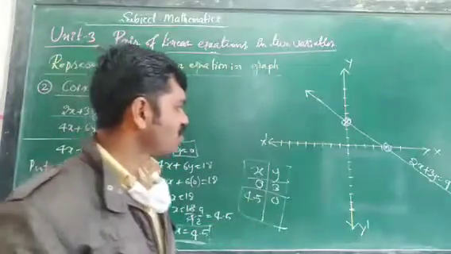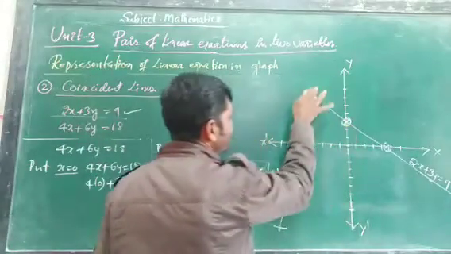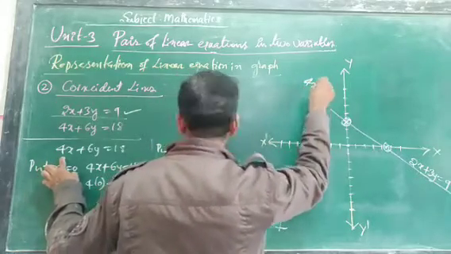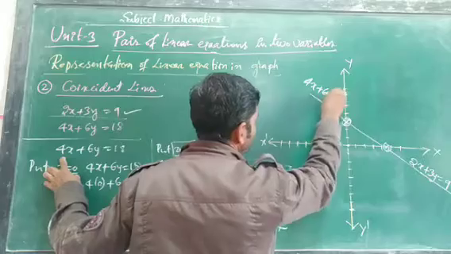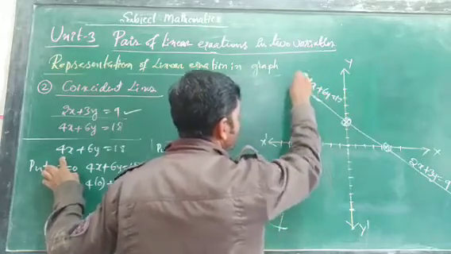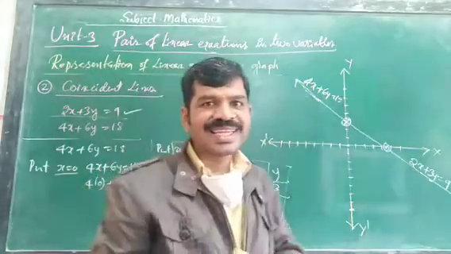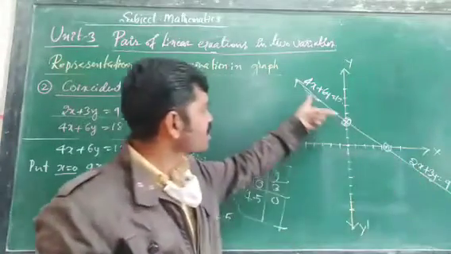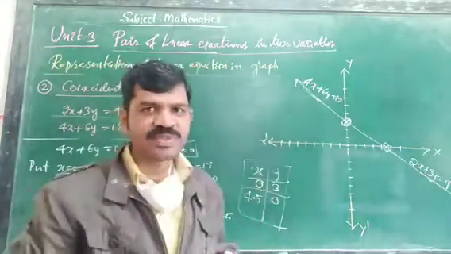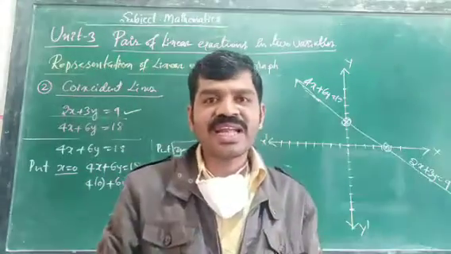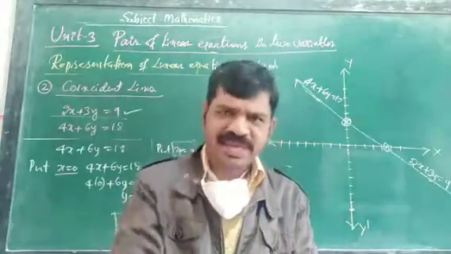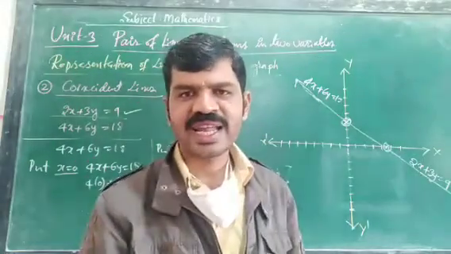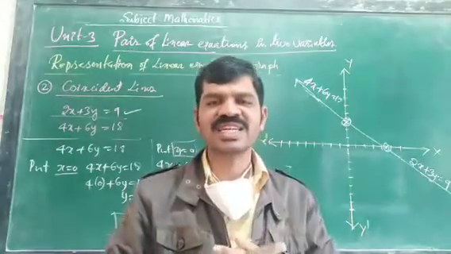So this equation can also be called 4x plus 6y is equal to 18. This same line is named in two different ways: 2x plus 3y is equal to 9, 4x plus 6y is equal to 18. Two names are there for one line, or one line is overlapping inside the other, one line is coinciding with the other line. These are coincident lines.